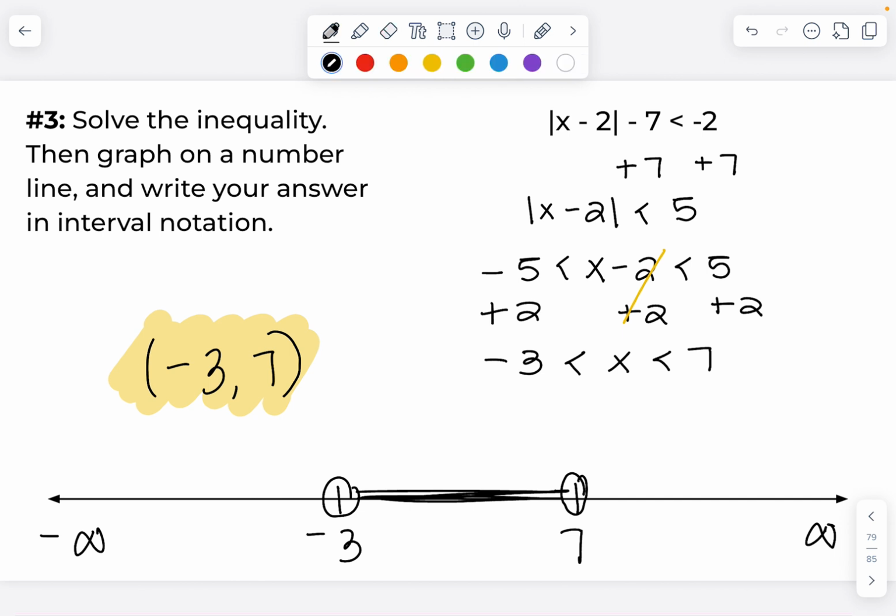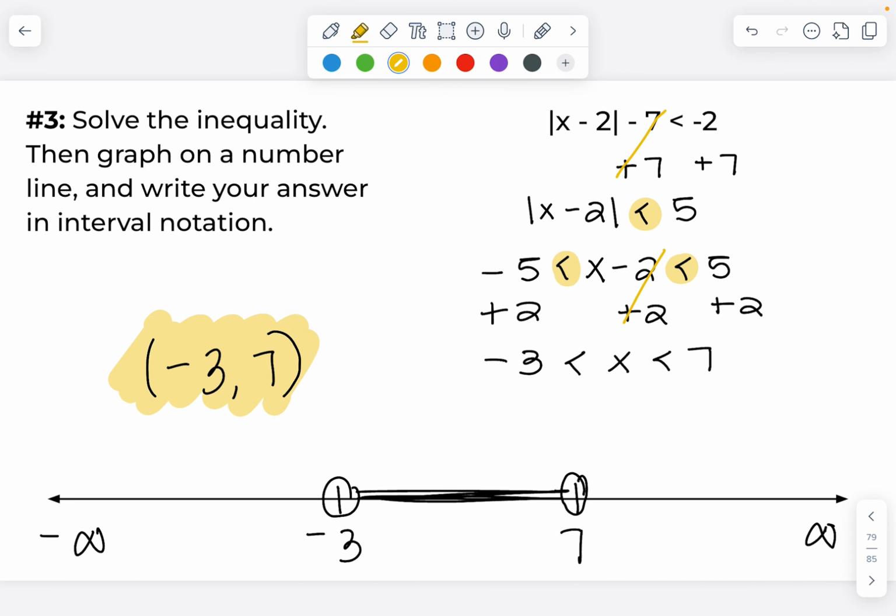Okay, so to isolate the absolute value, I had to add 7 to both sides. So when I do that, I get the absolute value of x minus 2 is less than 5. Okay, again, my inequality symbol that is here is the inequality symbol that I write in my step 2. So I've got x minus 2 is between -5 and 5. To get x by itself, I need to add 2 to both sides. So then I get x is between -3 and 7.